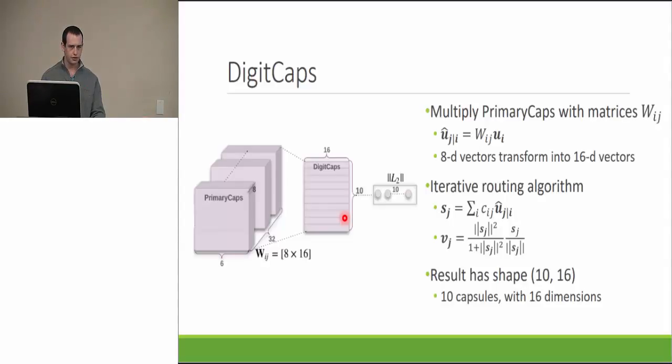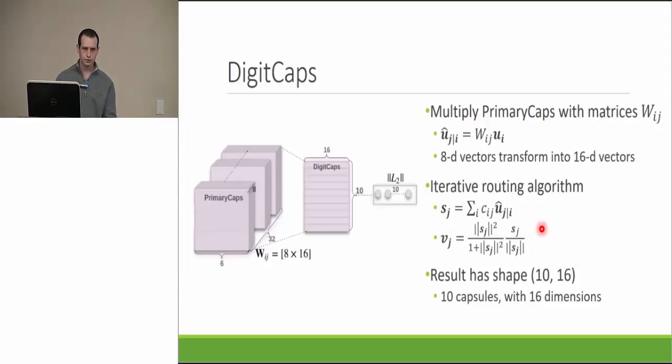Maybe I can go slow on this. So we already got the previous one, which was 6x32, right? Now you multiply each of those eight-dimensional vectors with the 8x16 matrix. How do you get this 10? You multiply each one by the matrix, and we basically get 1,152 different capsules. Then the routing by agreement is basically a weighted sum of these capsules for each of the output capsules. We do this 10 different times, once for each capsule. That's how we get 10 different digit capsules.